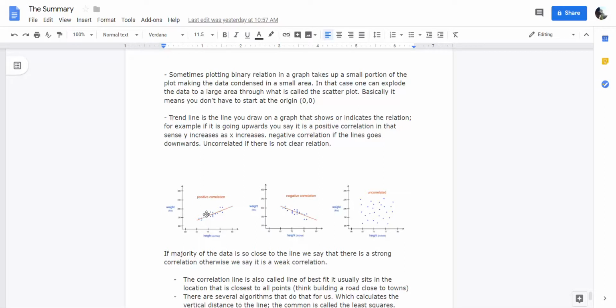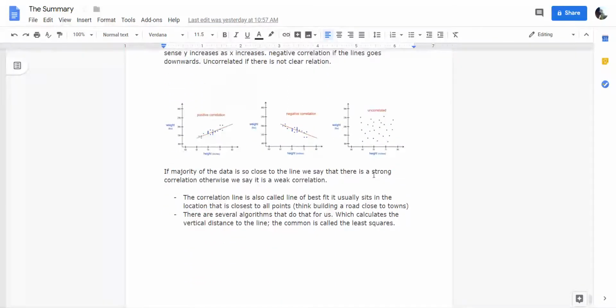if these data points are close to the correlation line, then you say there is a strong correlation, or do you say there is a weak correlation? In this drawing here, there is no correlation whatsoever, so you can simply say it's uncorrelated. This correlation line is also called the line of best fit.